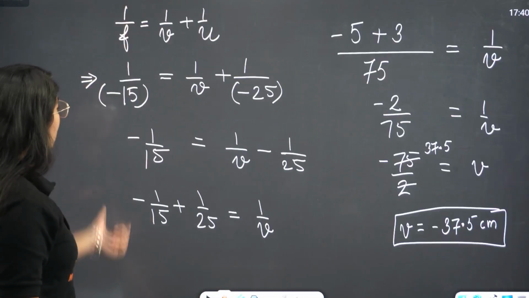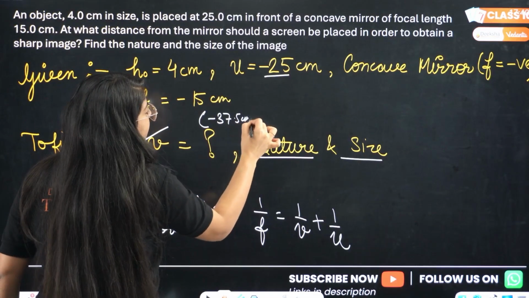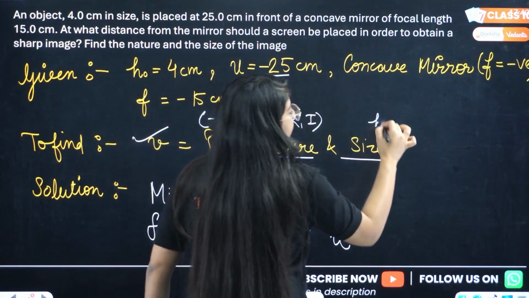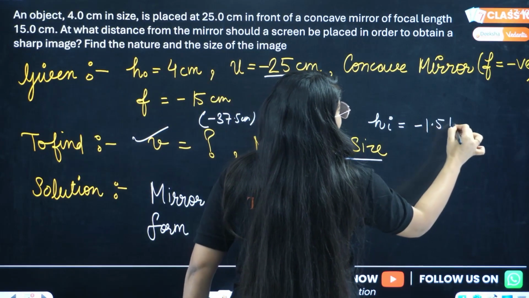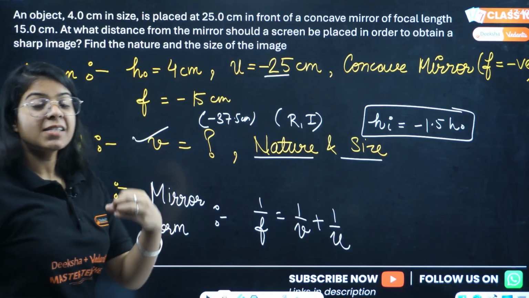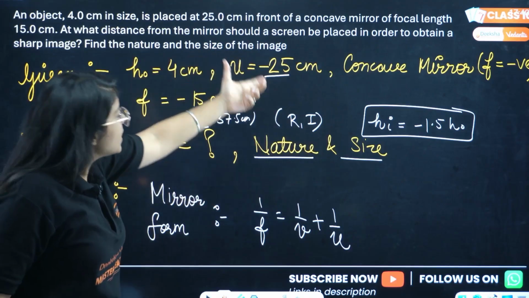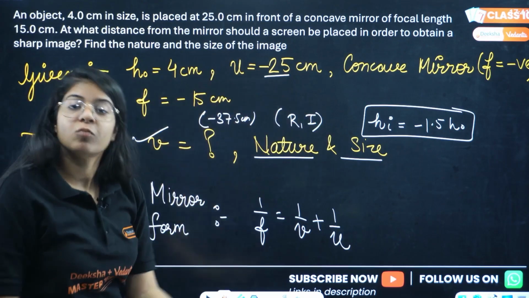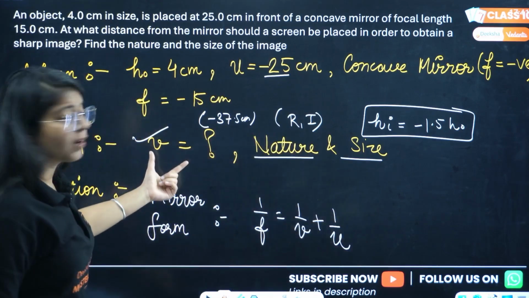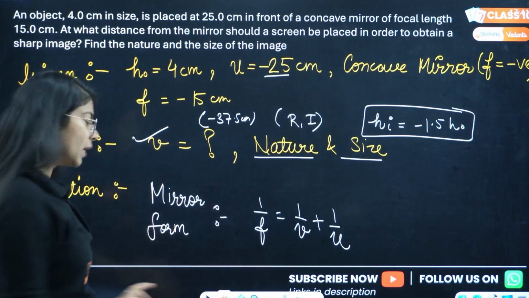Done. So we found V, that comes out to be minus 37.5 centimeters. We found nature, that is real and inverted. We found size, that is height of image is minus 1.5 height of object. Done. Easy, easy. You understand how we do the question. First we write what's given, then what we have to find, then see what is given and what I have to find and use the formula accordingly. For nature and size, you always have to find magnification. If you are given two variables among F, U or V, you can find the third one. Done? Okay, let's do one more question.